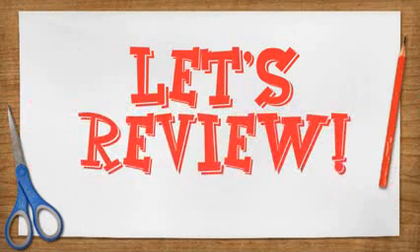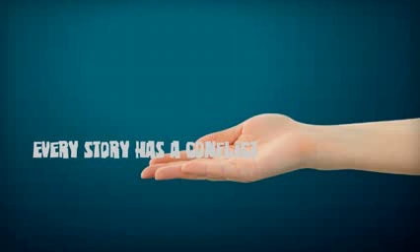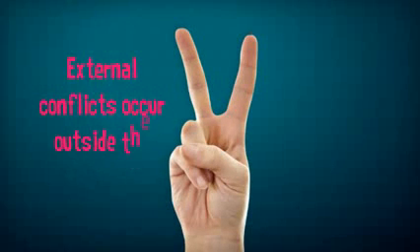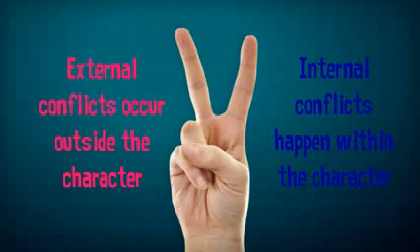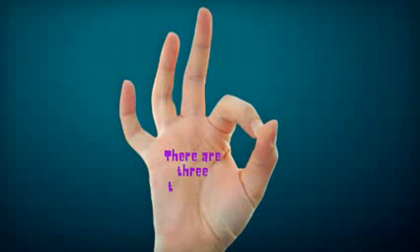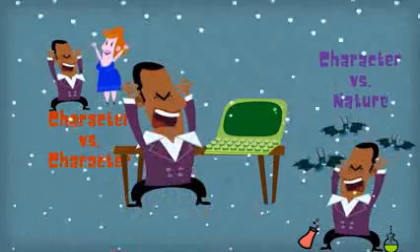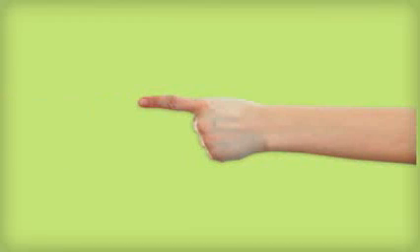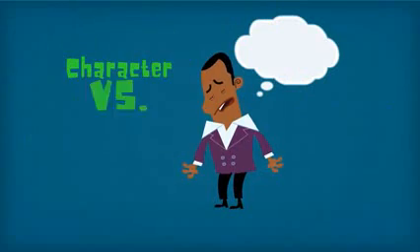So now let's review. Every story has a conflict. There's an external conflict that occurs outside the character, and there are internal conflicts that happen within the character. There are 3 types of external conflicts: character versus character, character versus nature, and character versus society. There's only one type of internal conflict. Sad Mike here is going to tell you it's character versus self.